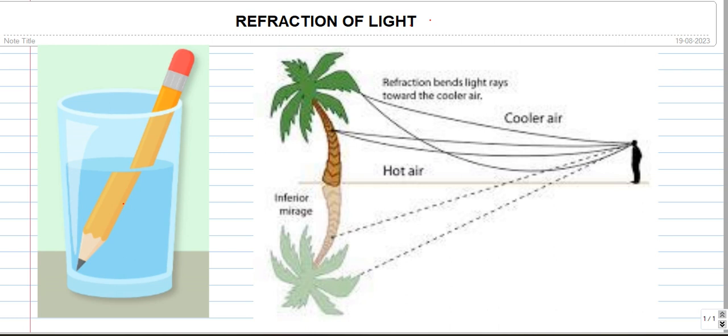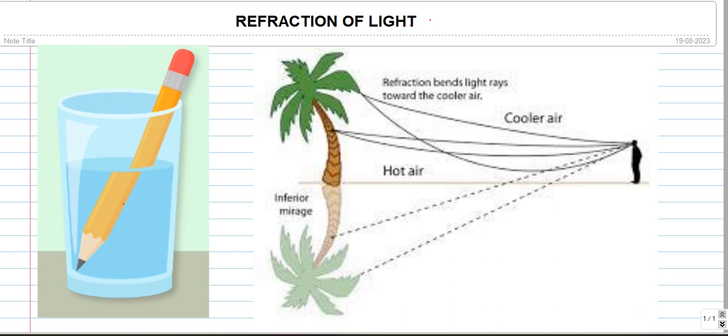Previously we saw reflection of light, which means as the light hits the surface of a mirror, the light was bouncing back to the same medium. Say if it travels from air, it meets the surface of a mirror, it comes back into the same medium. This is reflection. Now what happens in refraction is, we have a transparent medium.